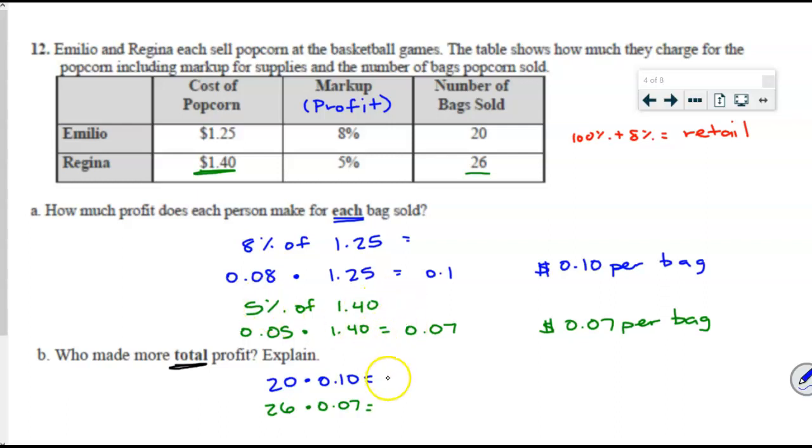So Emilio made $2 profit total after selling all of his bags of popcorn, and Regina made $1.82 in profit after selling all of her bags. So who made more total profit? That would be Emilio, with $2 profit.